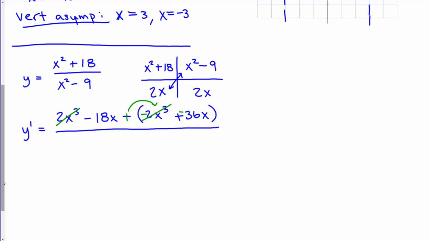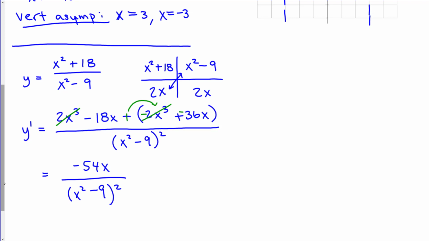We still do have a denominator. We haven't finished out the quotient rule. We have to divide by the original denominator squared. So that means negative 18x, negative 36x exist in the numerator, which will combine to negative 54x. Then I have x squared minus 9 quantity squared. Okay, there's my first derivative.